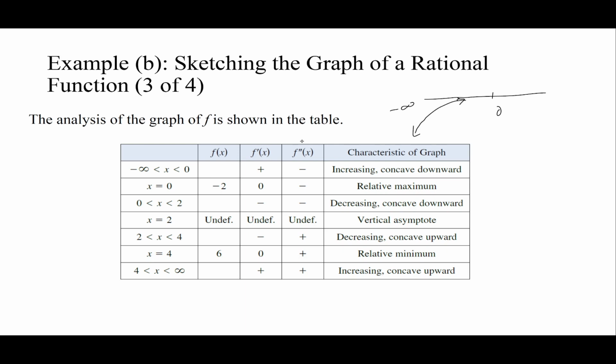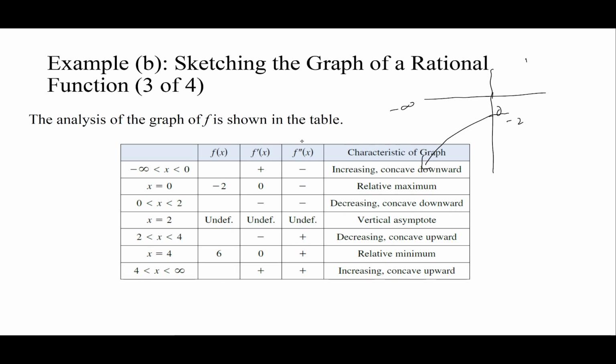At x equal to 0, the value of the function is -2, the first derivative is 0 and the second derivative is negative. Using the second derivative test, at x equal to 0 you are going to get a relative maximum value. So a relative maximum at x equal to 0. What is the value of the function there? That is -2. So for the graph on the left side, here -2 is here, the graph would look like this.